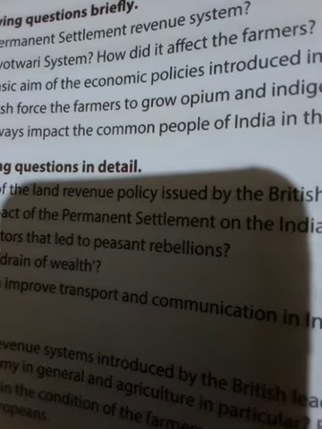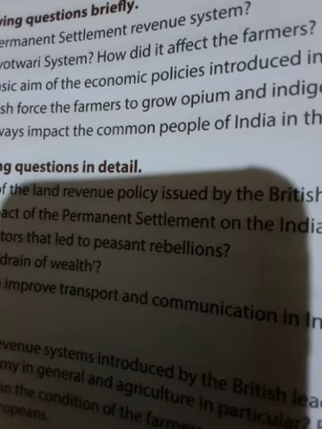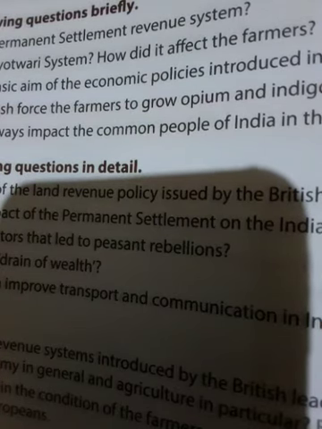Question 2. What was the Rothwaari system? How did it affect the farmers? Answer. Rothwaari system was a way to extract revenue at very high rates from the peasants. It was designed to improve the permanent settlement.